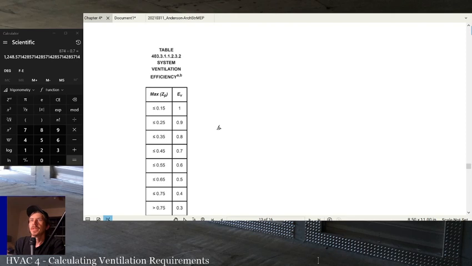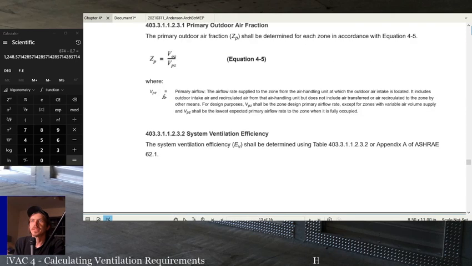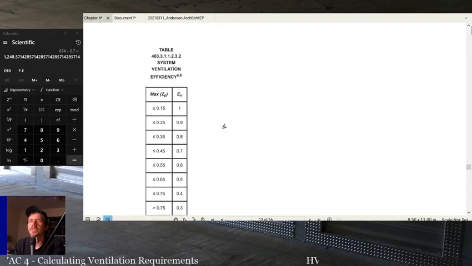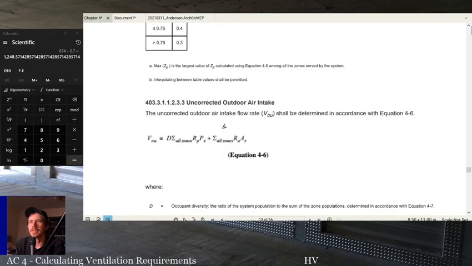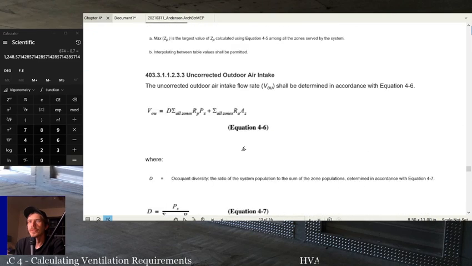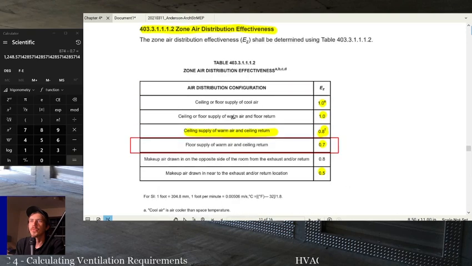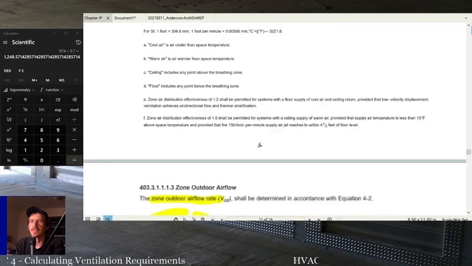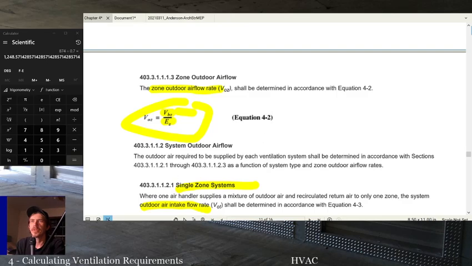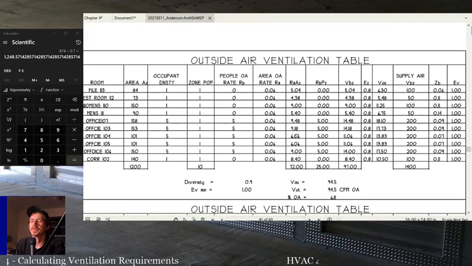And then the system ventilation efficiency is based on this table, the EV up here. So what it boils down to is there are other factors you need to take into account to get all your outdoor air intake rates. But for the most part, most systems are just going to be, after you get this zone air distribution effectiveness done, then that'll be your outdoor airflow rate. And I pulled up a table here.